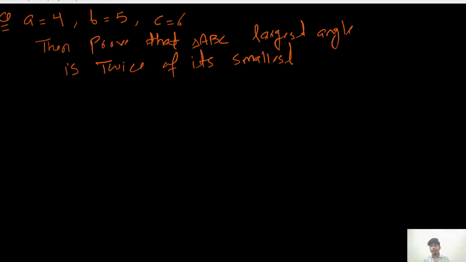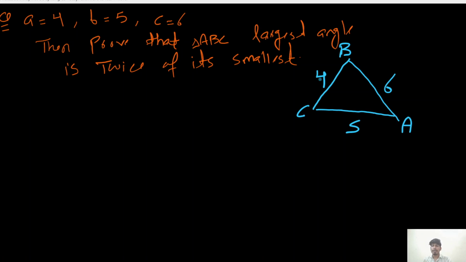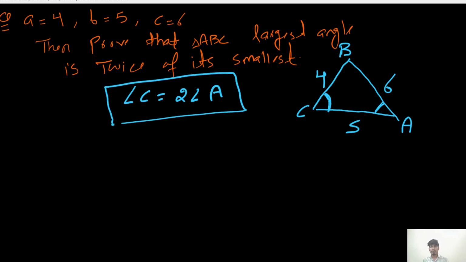Let us draw the triangle and see what we do. Okay, this is our triangle. Here a is 4, b is 5, and c is 6. Then this is a, this is b, and this is c. Then what are the smallest and biggest angles? This is the biggest angle, and the smallest angle is this one, angle A. Then we have to prove angle C is 2 times angle A. Okay students, this we have to prove.